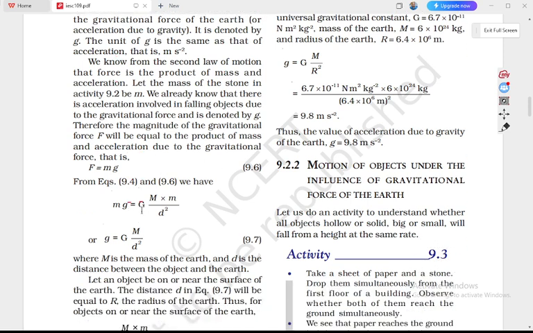And we know that if mg is equal to capital G M m by d square, therefore we get the value of g as small g is equal to capital G capital M by small d square. That is the value, where capital M is the mass of the earth, and small d is the distance between the object and the earth. Let the object be on or near the surface of earth.